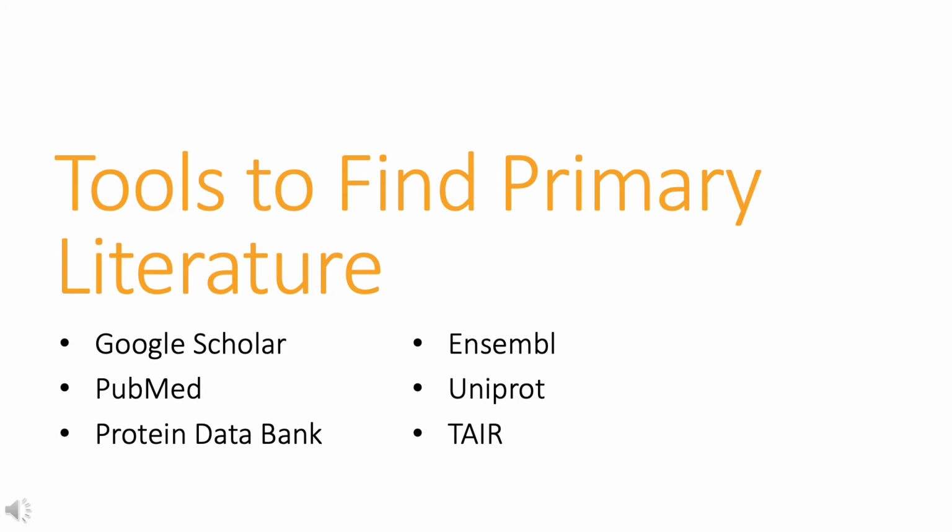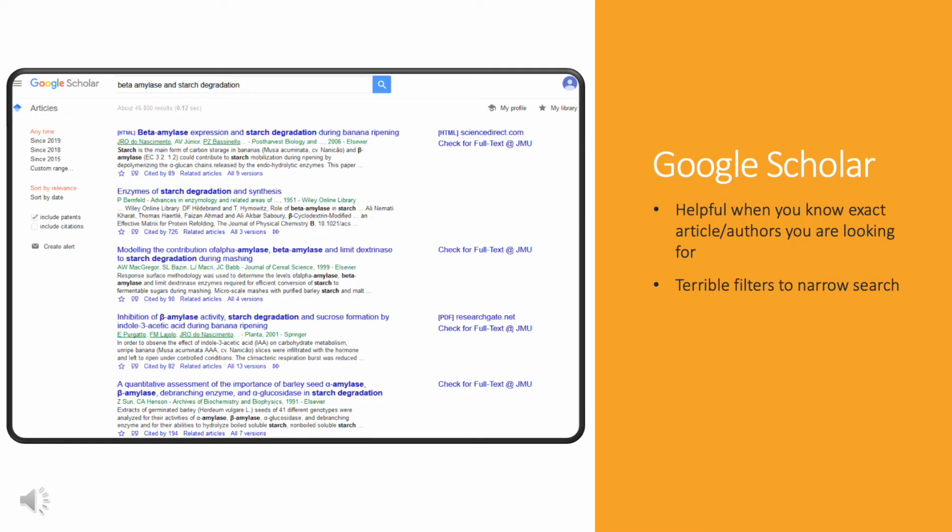So what are these tools that can get you to primary literature? In this class you'll learn more about Google Scholar, PubMed, Protein Data Bank, Ensembl, UniProt, and TAIR. Let's start with Google Scholar.